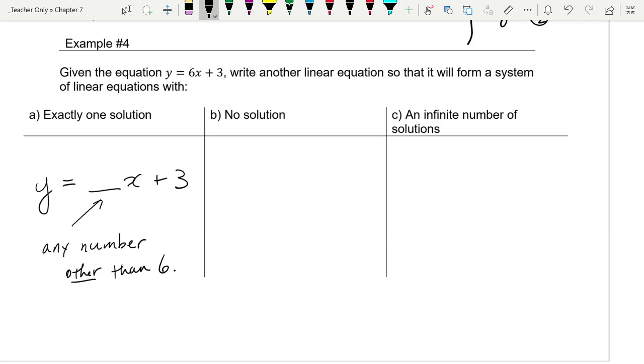Sometimes I like to play with it. What if it was 6.000000001? Well, I might have to draw a heck of a long graph, a heck of a huge piece of paper, but eventually those lines would cross someplace, right? But if it's exactly 6, never.